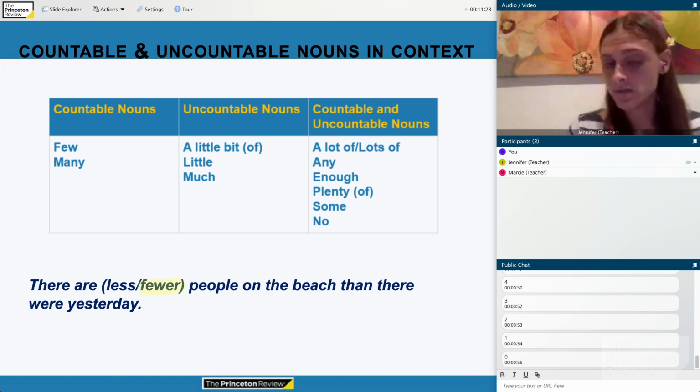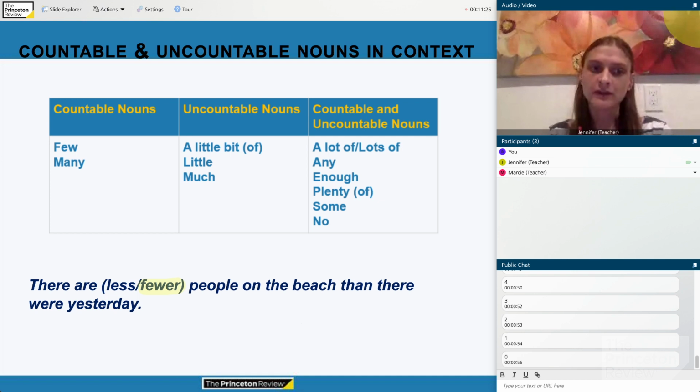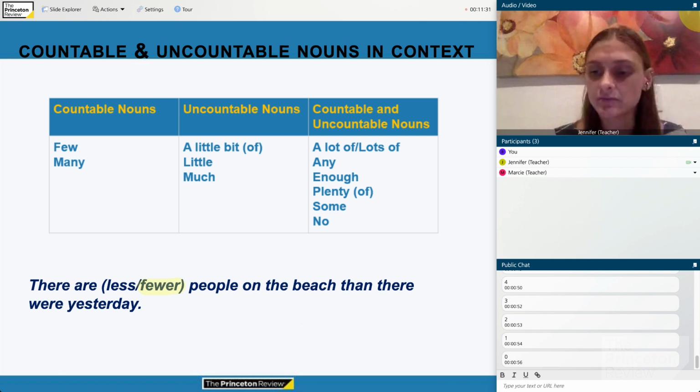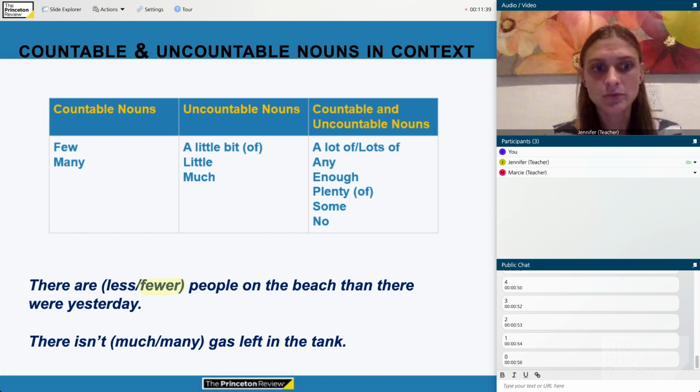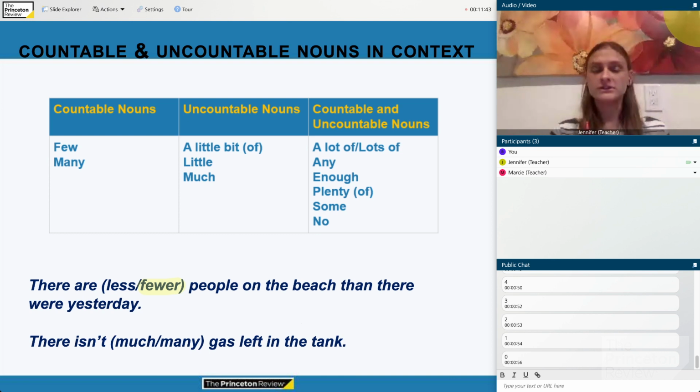So on the SAT, ACT, you might see less versus fewer as options as your sentences are changing in the English or writing and language section of the respective test. And let's look at one more of this type of question here. So there isn't much or many gas left in the tank.